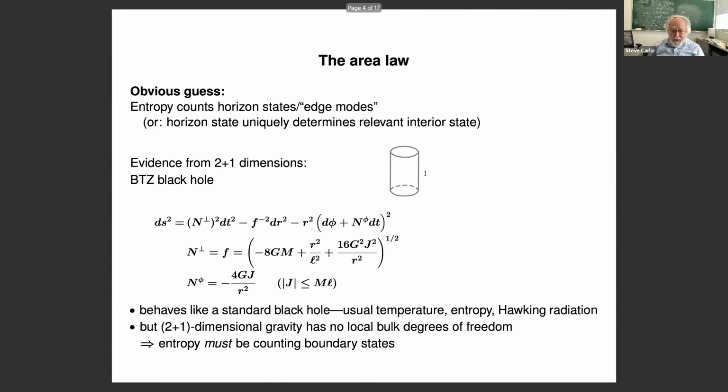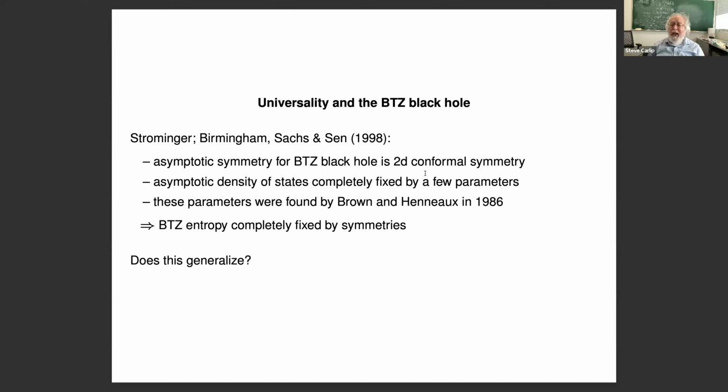Whoops, wrong direction. The asymptotic symmetries of such a three-dimensional spacetime with a cylindrical boundary are two-dimensional conformal symmetry. This was already discovered by Brown and Henneaux in 1986. It's probably the first example of an AdS/CFT correspondence, although it wasn't presented in that way at the time. So you have an asymptotic symmetry, which is a two-dimensional conformal symmetry.